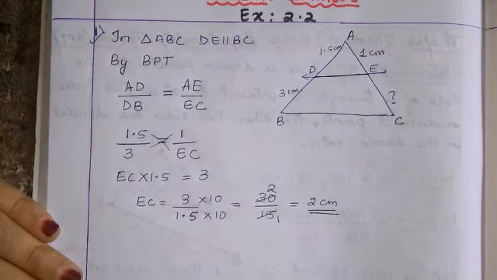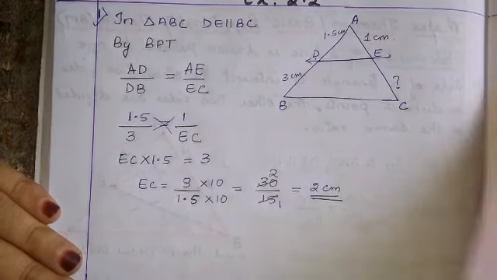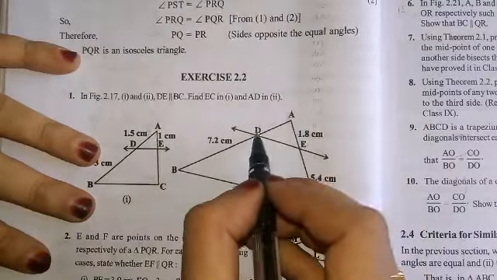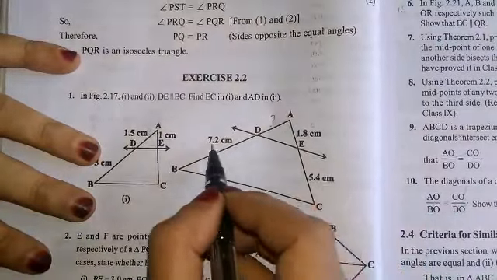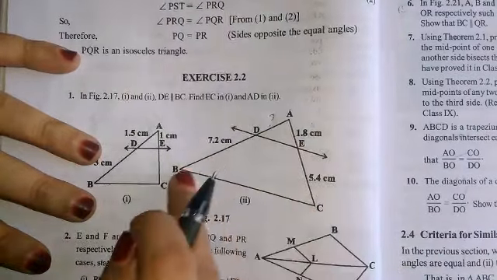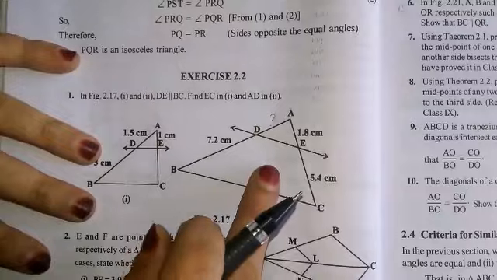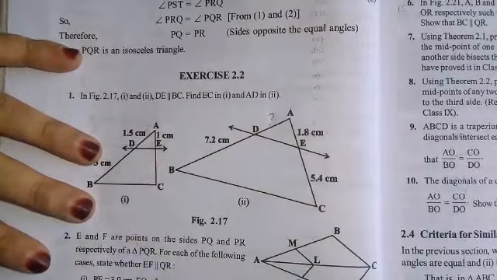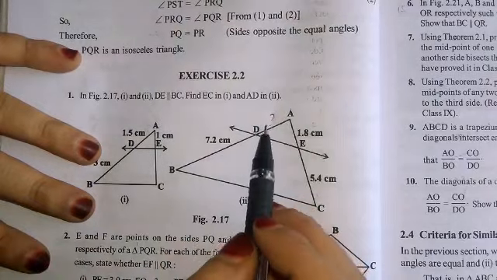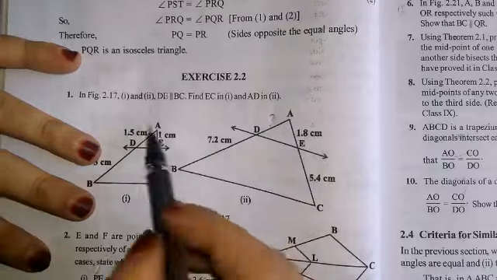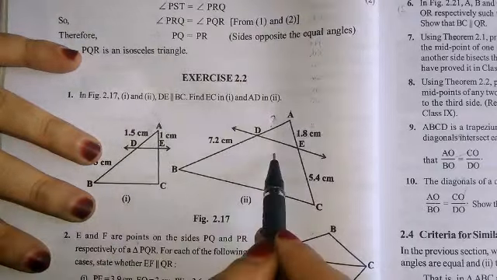In the same way, you have to do this other problem. Try it yourself. They have given AD, you have to find AD, and the rest of the values are given. Similarly, the same way, you have to try this problem yourself. Unless you try it yourself, you will not be able to do the problems.